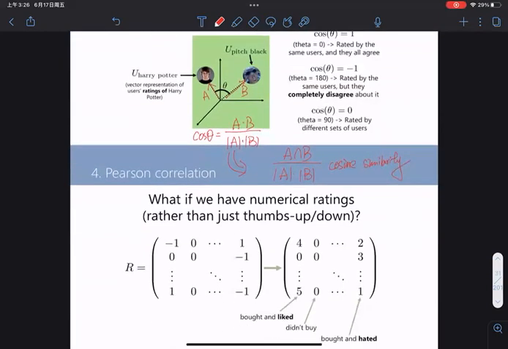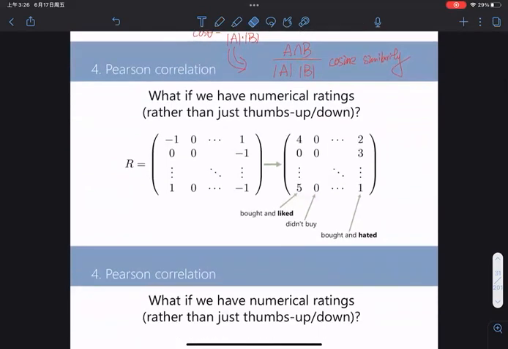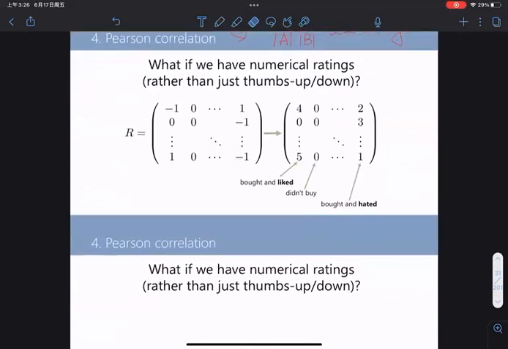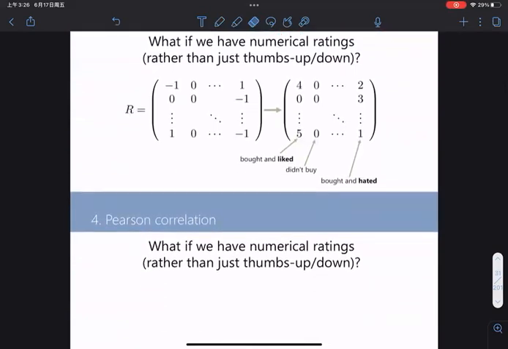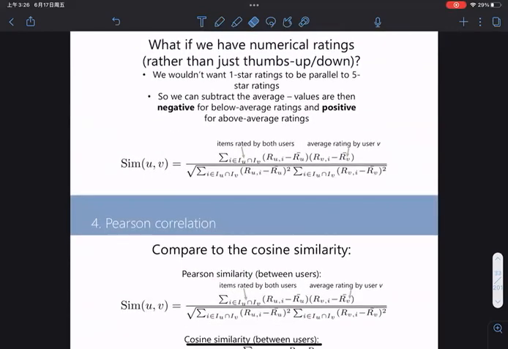So the next one is the Pearson similarity. Sometimes we are not going to use 1, 0 or -1. We are going to use some numerical ratings to express the feedback from the users for the items they purchased before. And that's the time when we need to use the Pearson similarity. It is very similar to the cosine similarity. The only difference is before you calculate the intersection, you need to subtract the average value.